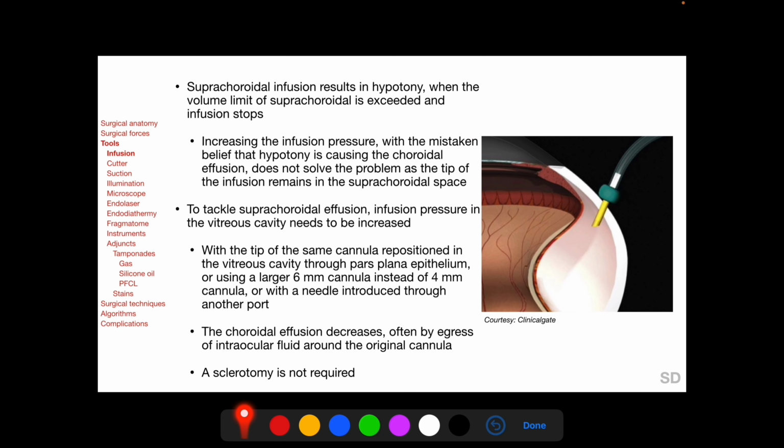And to tackle suprachoroidal effusion after it has occurred, infusion pressure in the vitreous cavity needs to be increased, either by repositioning the tip of the same cannula or by positioning the tip of a larger cannula inside the vitreous cavity through the pars plana epithelium. Following this, the choroidal effusion decreases, often by egress of intraocular fluid around the original cannula.